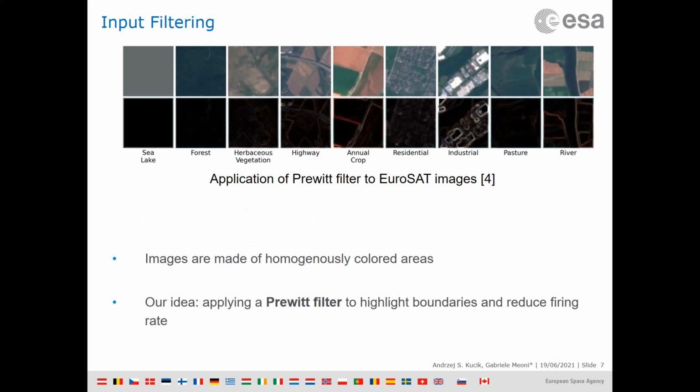If you consider the EuroSAT images, the images are composed, especially for instance this one, of a spot of color that's pretty homogeneous. And so if you pre-filter with the Prewitt filter, you can keep the information of color, but at the same time underline the boundaries. And so you have only the boundaries as basically fire.